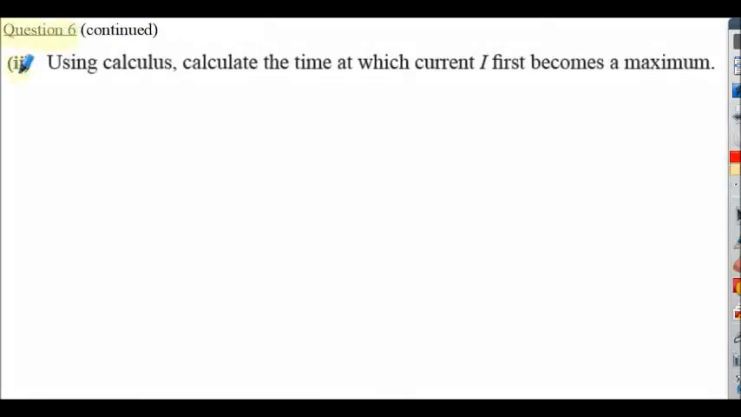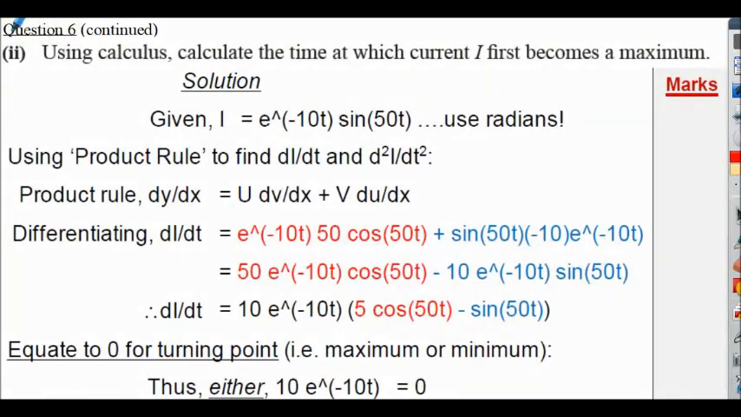Question 6, part 2, using calculus, calculate the time at which I first becomes a maximum. This is essentially a turning point problem. Solution shown on the following slide. Question 6, part 2, the full work solution. I'll let you review at your own pace. Essentially we have to differentiate the equation and then equate to 0 to find the turning point, maximum or minimum.